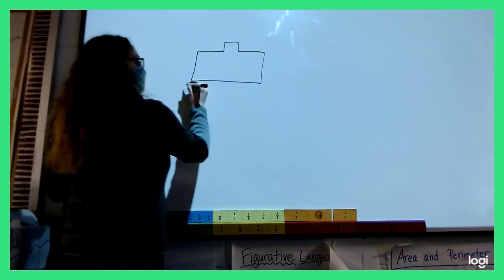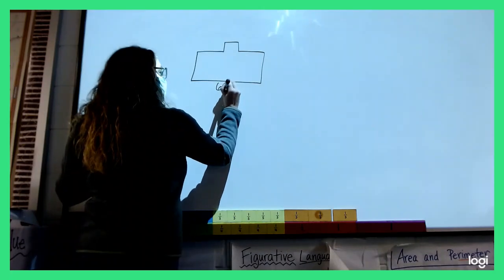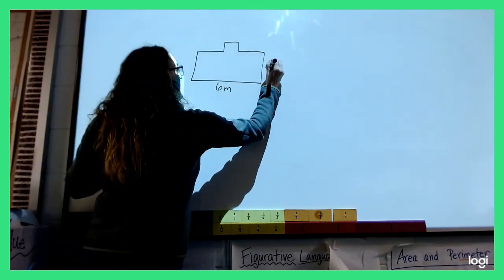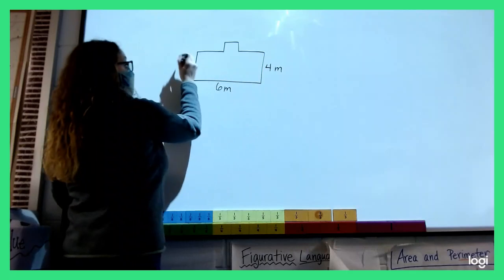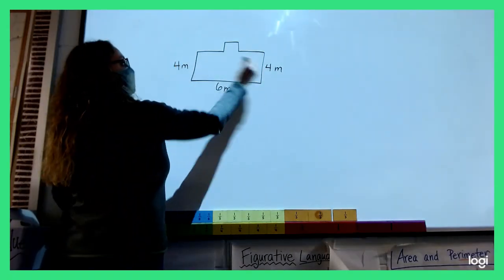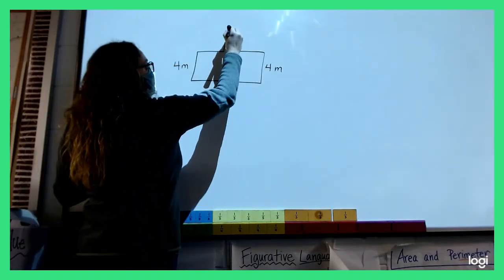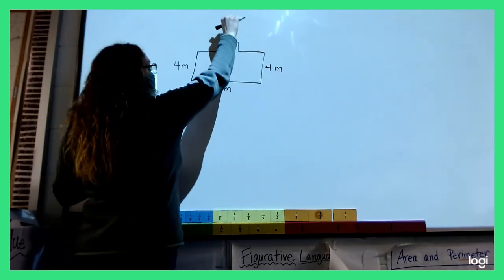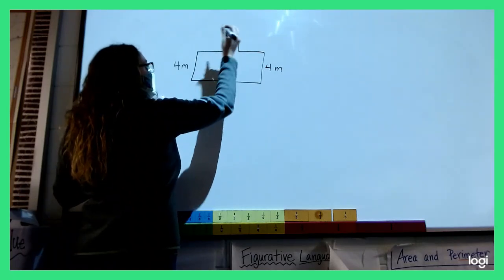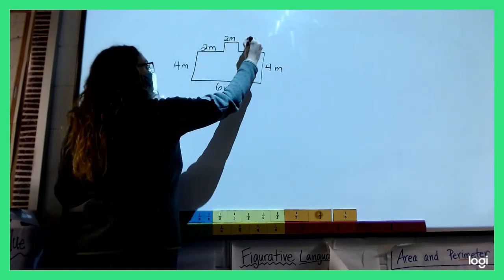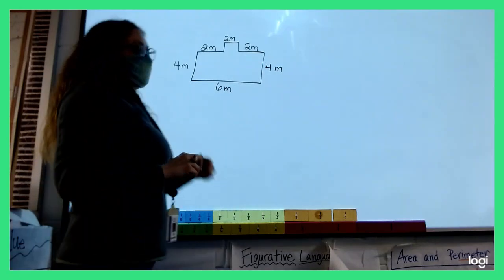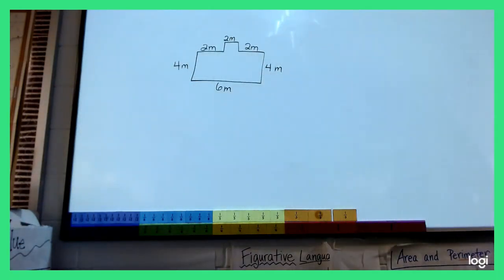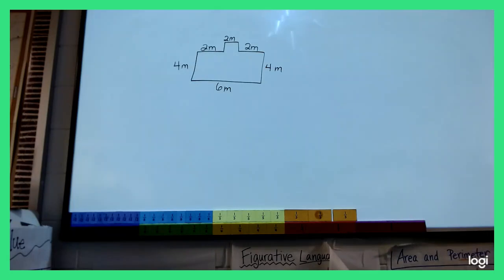All right, the distance across the bottom is 6 meters. This side is 4 meters. This side is also 4 meters. It has to be. They're the same. This is 1 meter. No, it's not. It's going to be 2 meters. This will be 2 meters. And this will be 2 meters. Go ahead and label your shape. And if you finish before I move on, you could go ahead and think about how you are going to split that up to make it easiest to find the area of two parts.